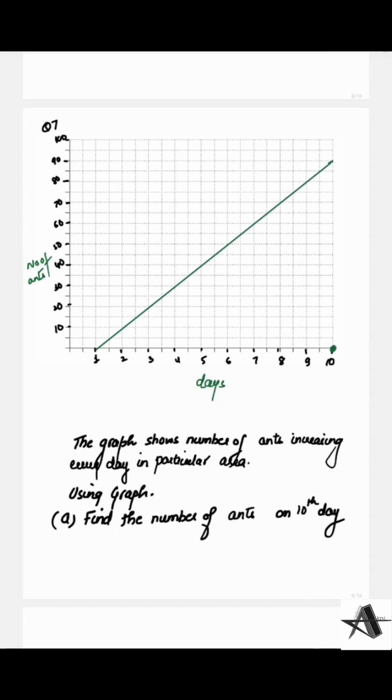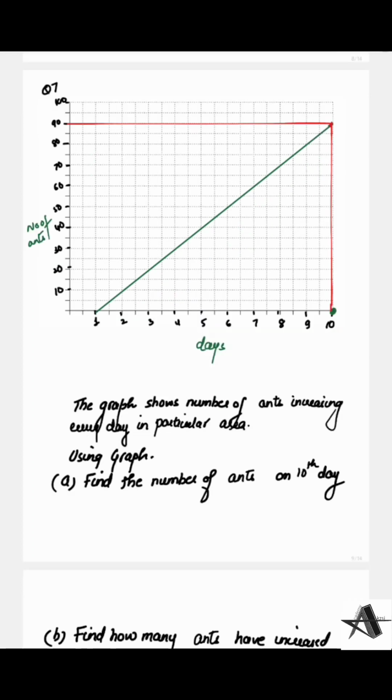we have to show it on the graph. So I drew the vertical line first on the 10th day till it touches the straight line, and then we need to draw a horizontal line, and we can clearly see it's at 90. So the number of ants on the 10th day will be 90.